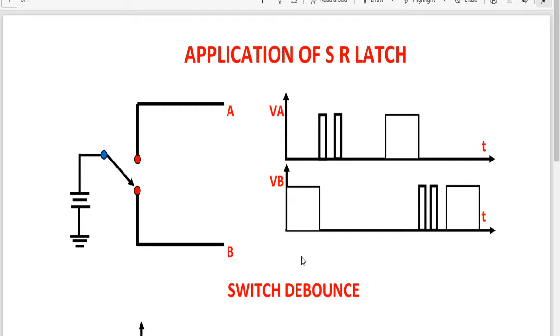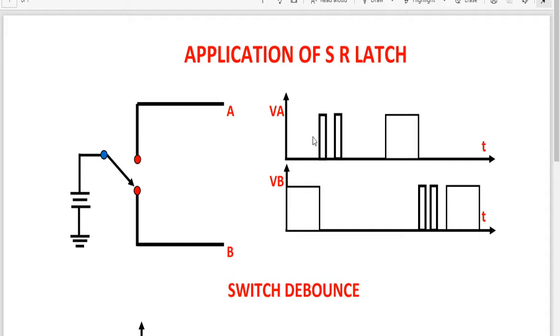So in today's class, we'll be discussing the application of SR Latch. This is in continuation with your previous class where we discussed the working of SR Latch, and we discussed what a latch is and how we use it using a SR Latch.